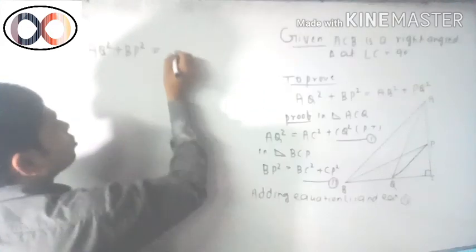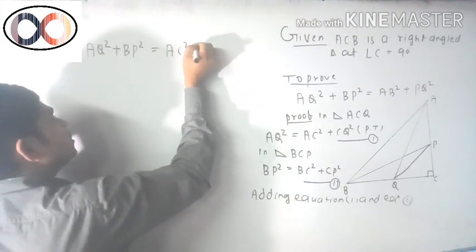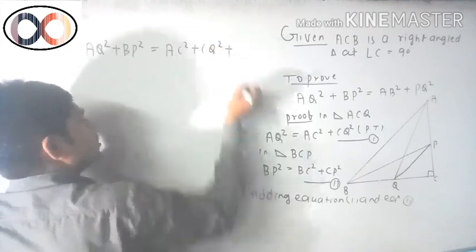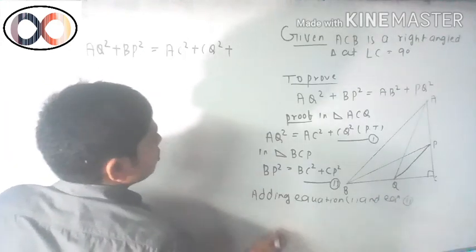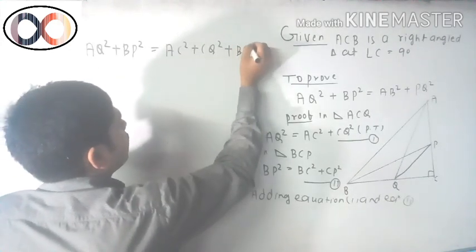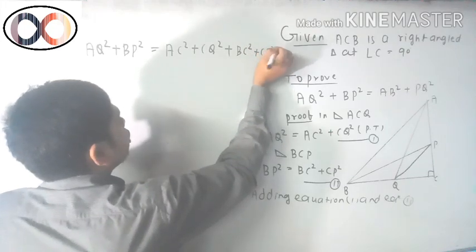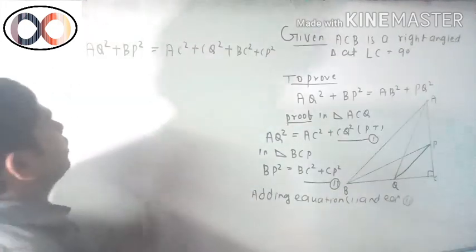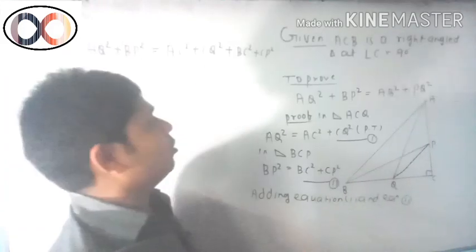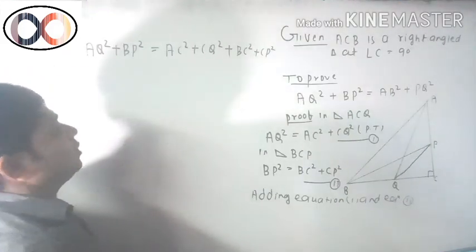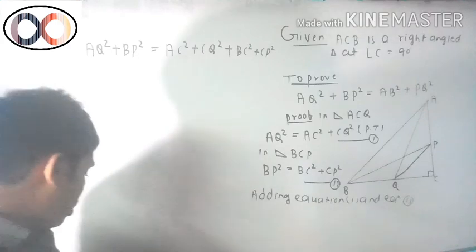AC square plus CQ square plus what? AC square plus CQ square plus BC square plus CP square. BC square plus CP square. So you can see we need AQ square plus BP square. Okay, we already got it, and now we will have to change the RHS term.